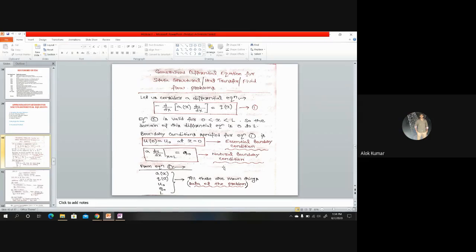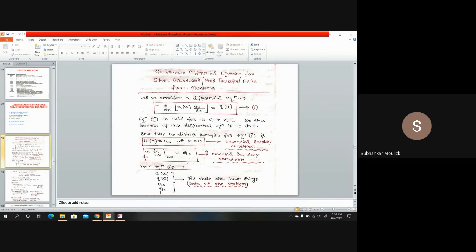Yes, sir. Because you are imposing it externally, that means the essential boundary condition is that boundary condition for any differential equation. Without that, you cannot solve the differential equation. You have to apply this essential boundary condition in your given differential equation to get the solution.